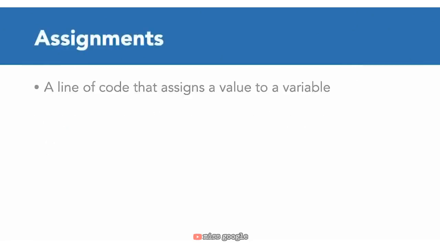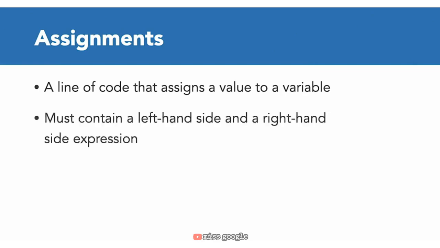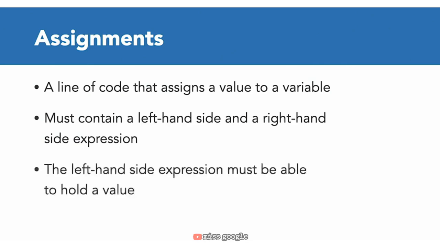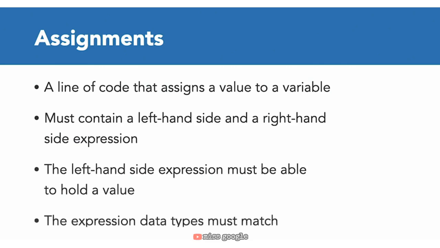An assignment is a line of code that assigns a value to a variable. It must contain a left-hand side and a right-hand side expression. The left-hand side expression must be able to hold a value. And the data types of both expressions must match. This last point is not enforced by the compiler, as you saw when we assigned a negative number to an unsigned variable. So you, as a programmer, are responsible for keeping your code consistent.